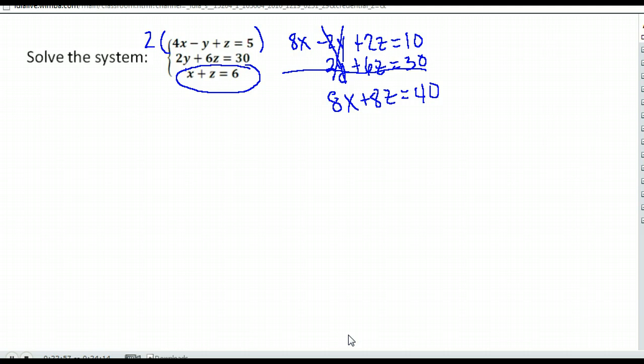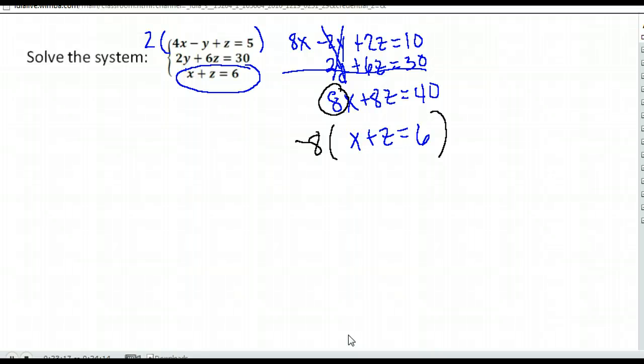Okay? So here are the equations we have. We have 8x plus 8z equals 40 and x plus z equals 6. We want to eliminate a variable. Let's say I choose to eliminate x. Okay, I have an 8x here. I need a negative 8x in the other. So I'm going to take this second equation times negative 8. That gives me negative 8x minus 8z equals negative 48. My top equation that I had there, I'm not going to change that. Just 8x plus 8z equals 40.